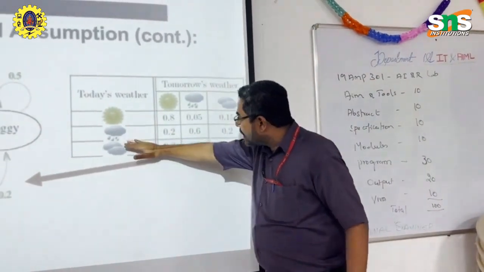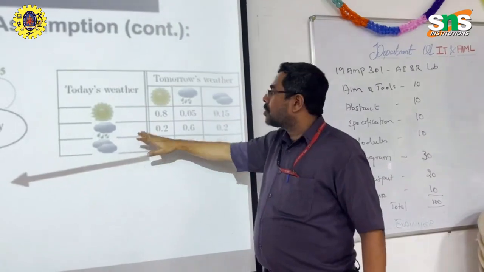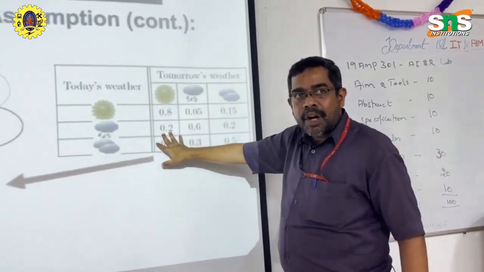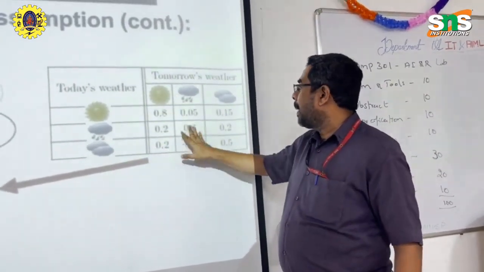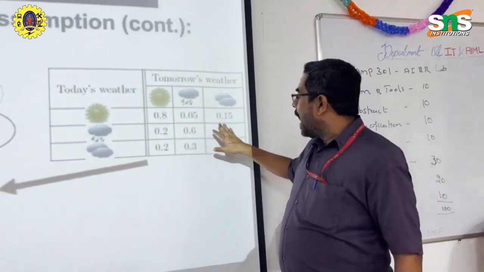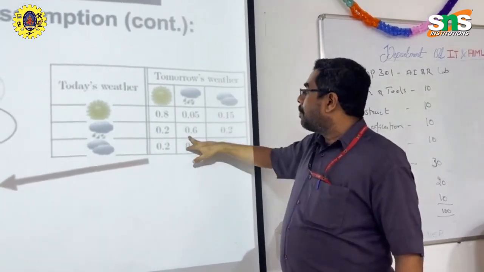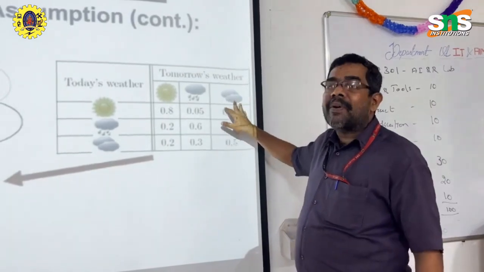In case there is the probability for rain, we classify 0.2 for sunny, 0.6 for rainy, and 0.2 for cloudy.